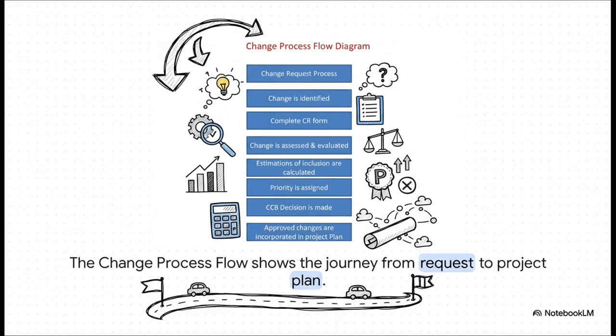And this diagram gives us a great visual of that journey. See how it starts with an idea? That idea gets documented in a proper change request. Then it's assessed, it's evaluated, it's prioritized against everything else, a decision gets made, and only then does it actually get added to the project plan. It's a structured, logical path from a simple request to a real-world feature.